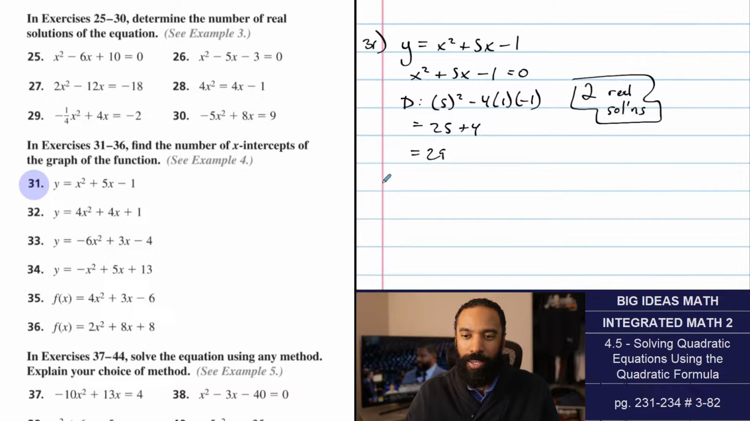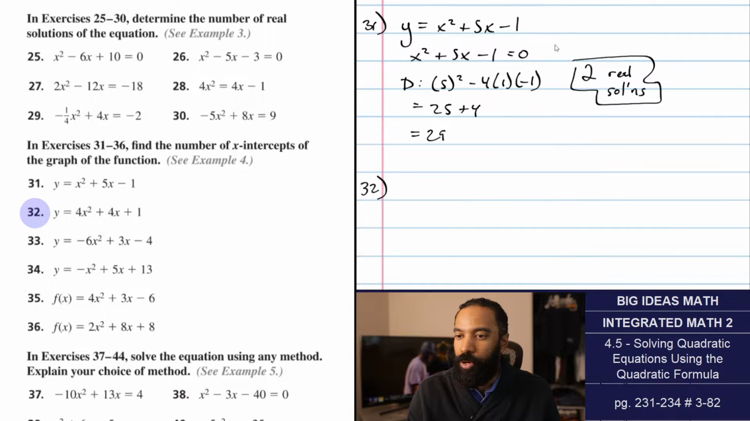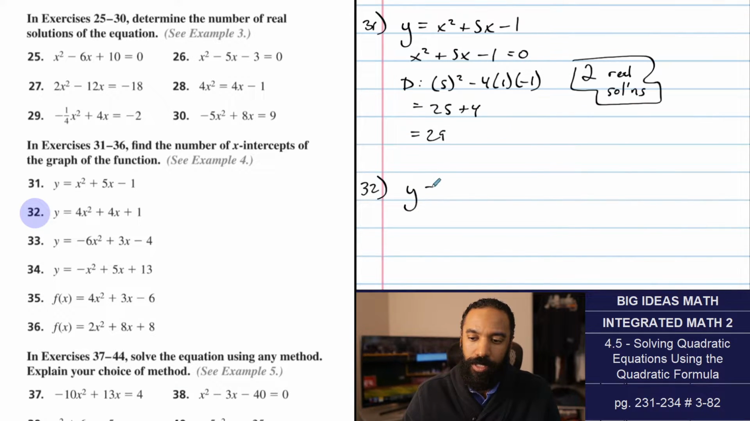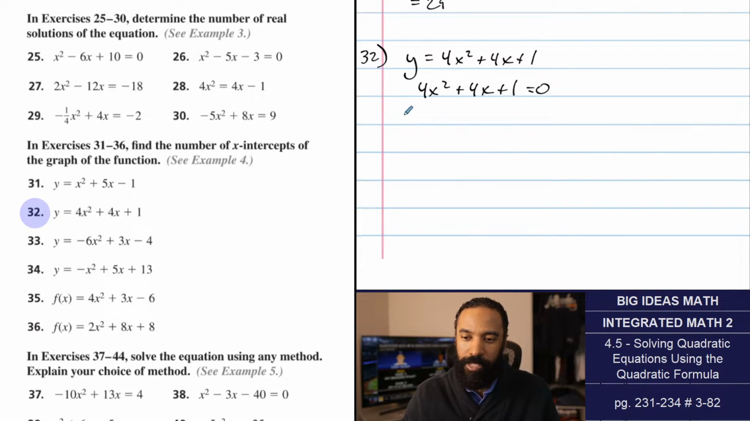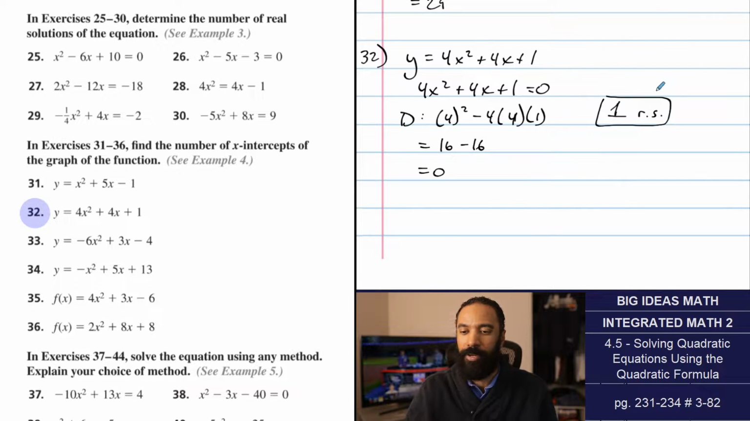That's how I wrote that. I don't know why. Number 32, 1 real solution. Number 32, y equals 4x squared plus 4x plus 1. Let's set that equal to 0. Let's use our ABC for our discriminant, b squared minus 4ac, which is 16 minus 16, which is 0. There's 1 real solution. I'm going to go ahead and write it like that from now on. Number 33.